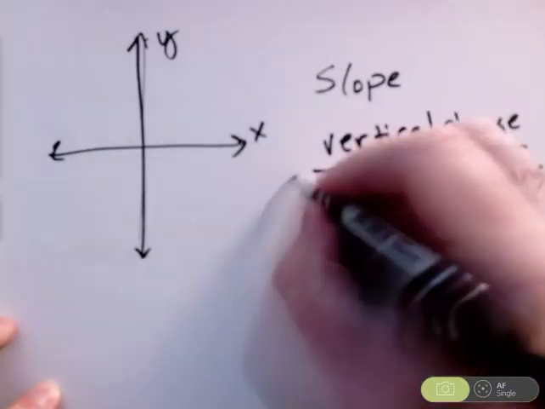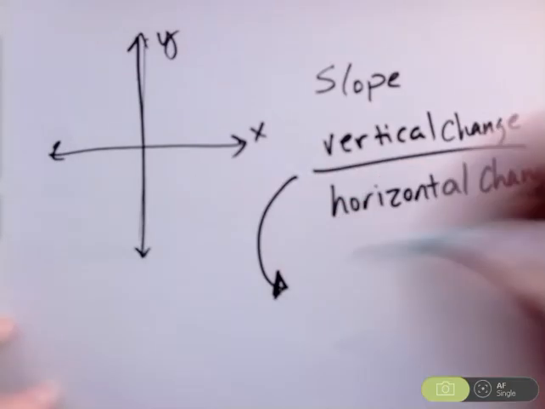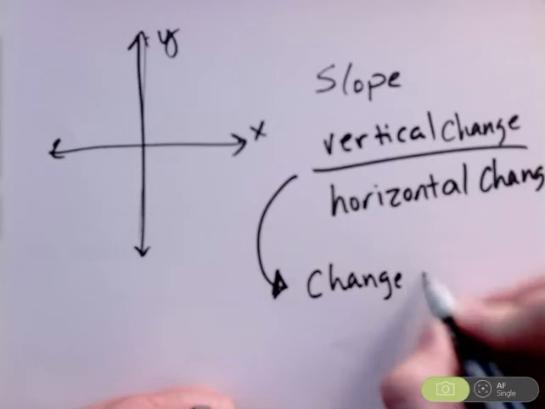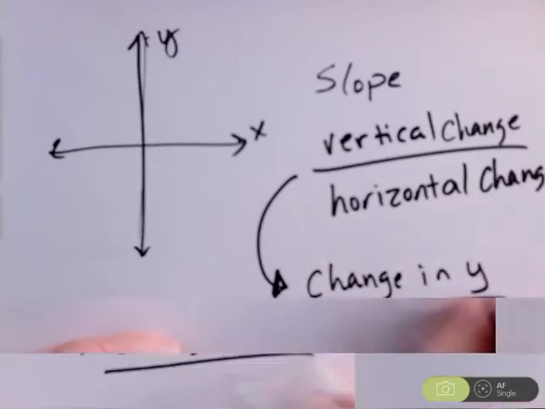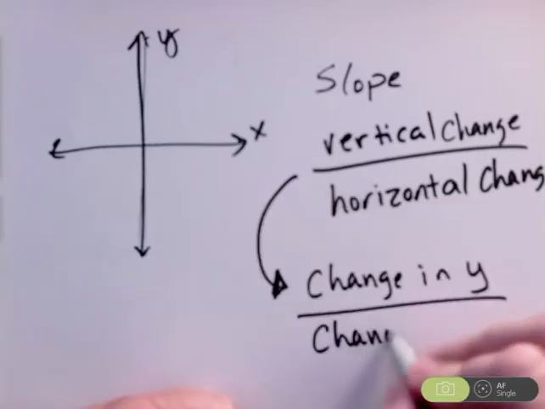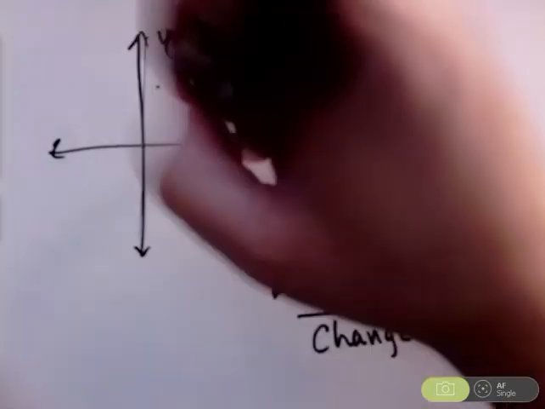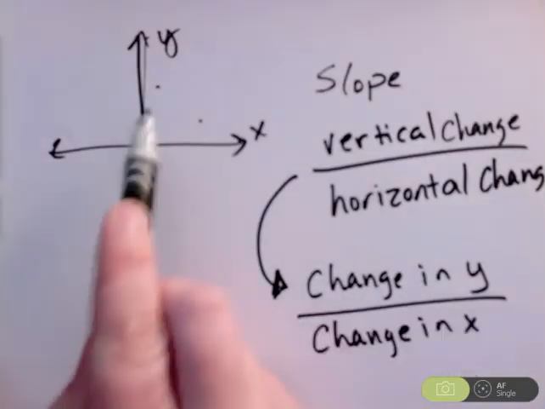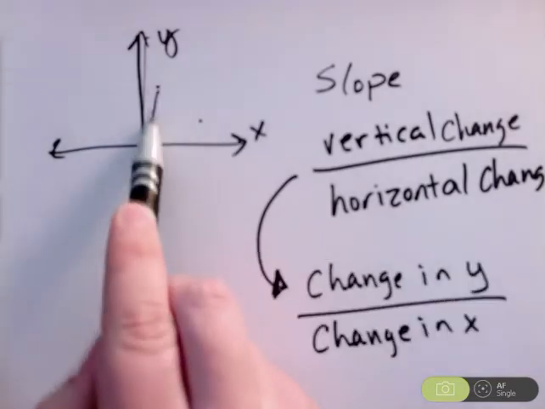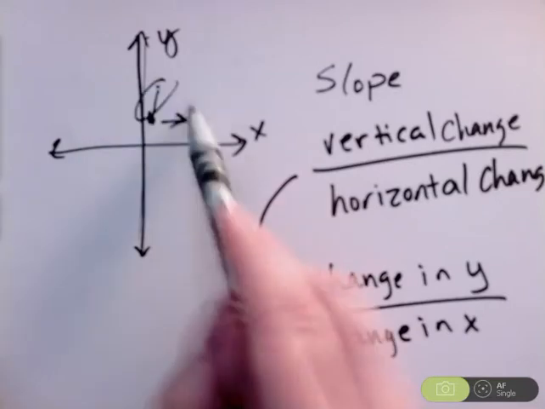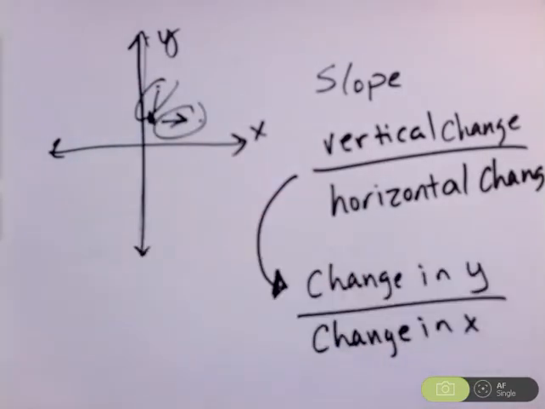Another term that you'll hear used is this is the change in y over the change in x. Meaning, how much does the y change over how much does the x change? So between 2 points, the change in y would be this way, the change in x would be that way. So whatever this change and this change in y over change in x.